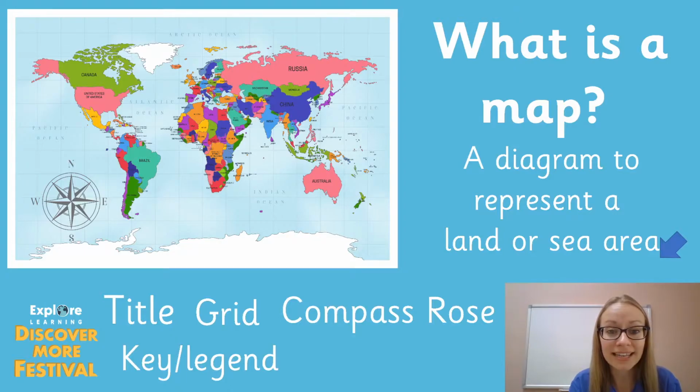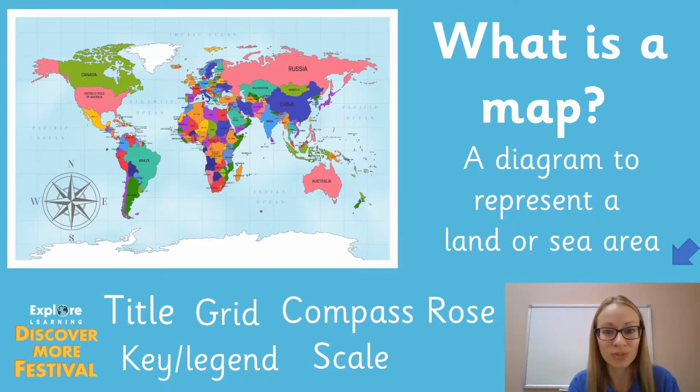How about the key or legend? The key is really useful for us to understand what the symbols on a map represent in real life. And we'll be having a look at a key of a map today. Scale is also useful. Scale indicates to us how large something is in real life. And again, we are going to explore scale in more detail today.